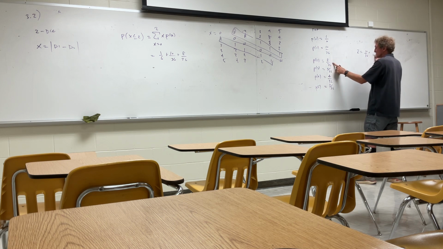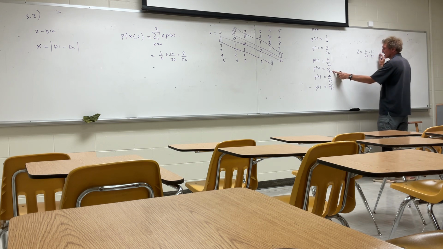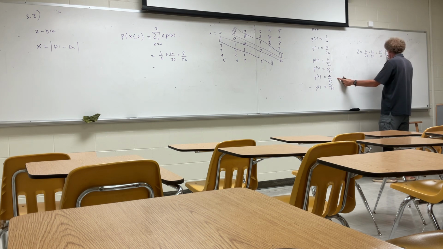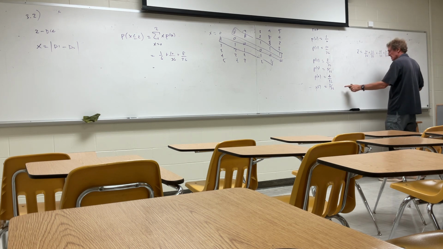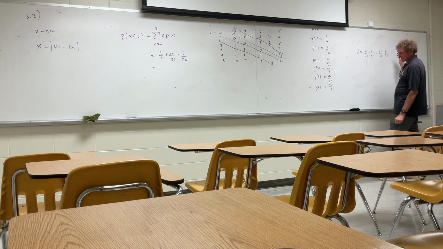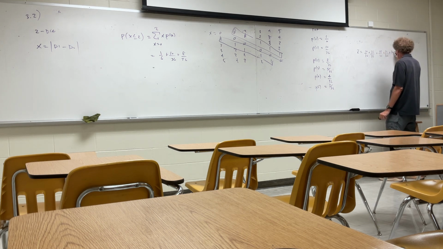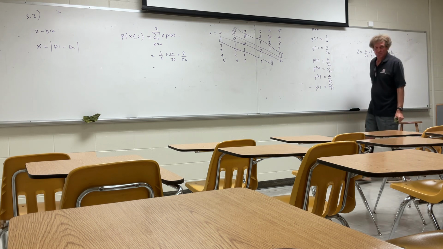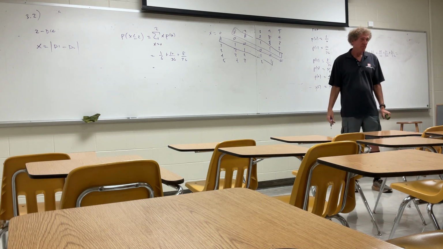plus 2 times that, which is going to be 16/36. 3 times that is 18/36. 4 times that is 16/36. And finally, 5 times that is 10/36. And the only thing you need to do is add those together. Do you agree with that, class? And that would be the mean value.